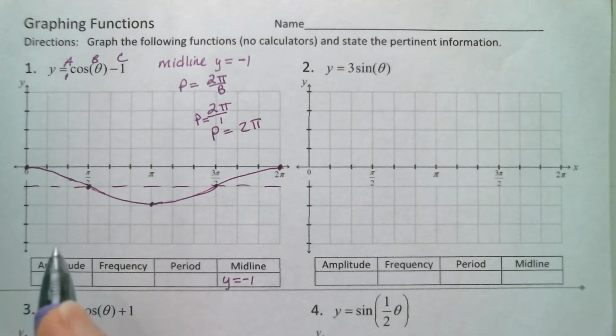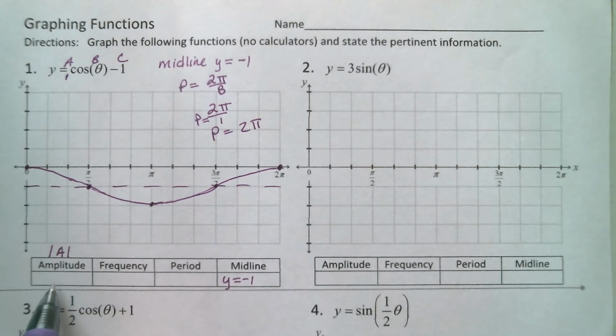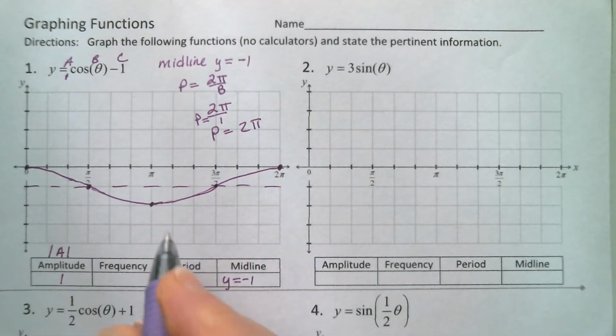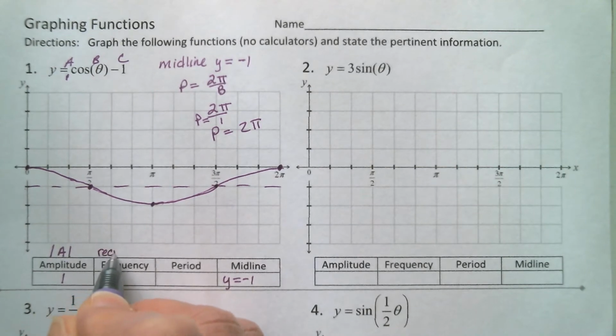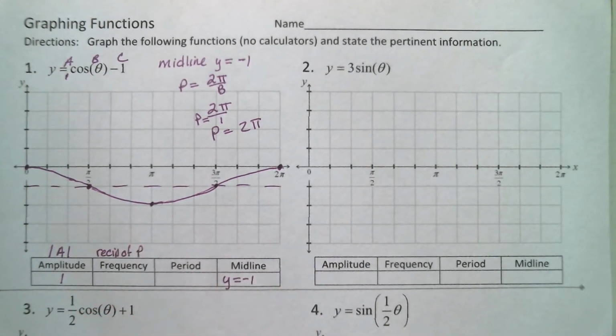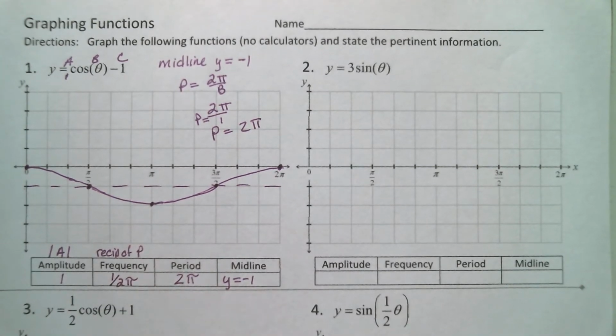Your amplitude is the absolute value of A. The absolute value of 1 is 1. Your frequency is the reciprocal of the period. Let's just say capital P. And our period was 2 pi. So the frequency is 1 over 2 pi.